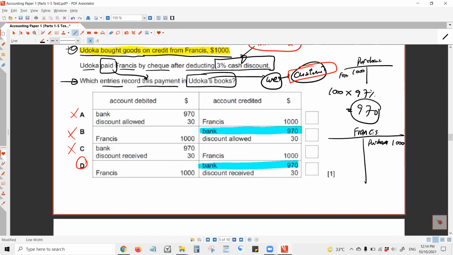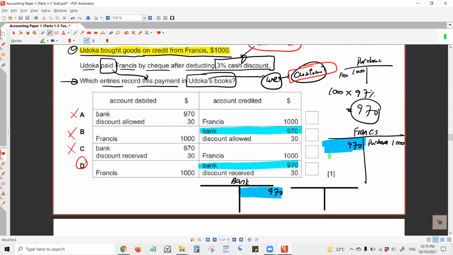Consequently, we make payment of 970. So we credit bank, debit Franchise. Because once you have paid 970, it makes us owe less to Franchise. Agree? But do you still owe Franchise the $30? No, the $30 is the cash discount.